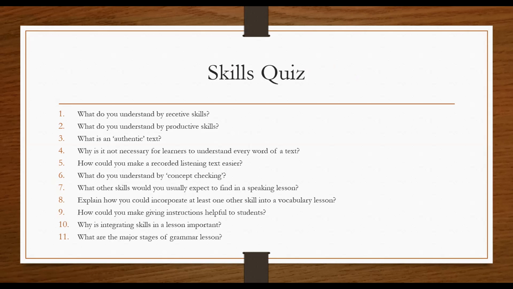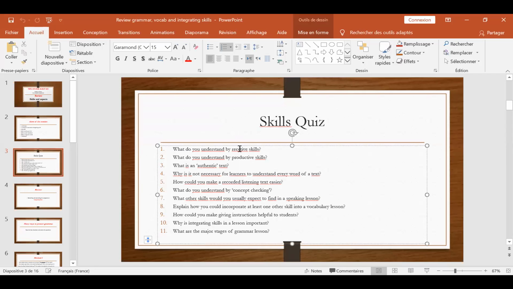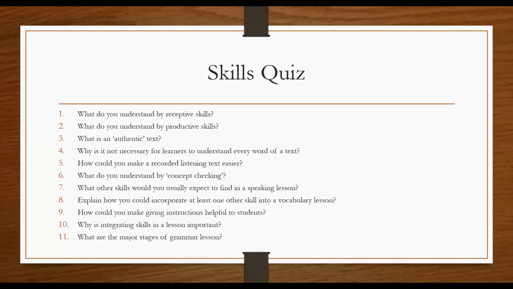Okay. So, number 1, what do you understand by, sorry, there's a mistake, by receptive skills? Listening and reading. Very good. It's quite obvious. Listening and reading. Now, what do you understand by productive skills? Writing and speaking. Yes, Sana. Writing and speaking. When we produce. Good.